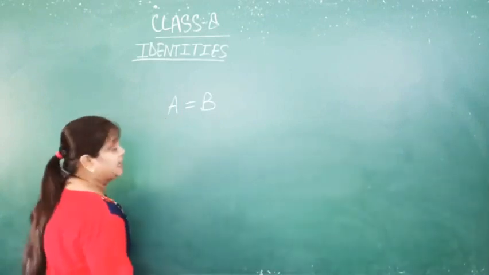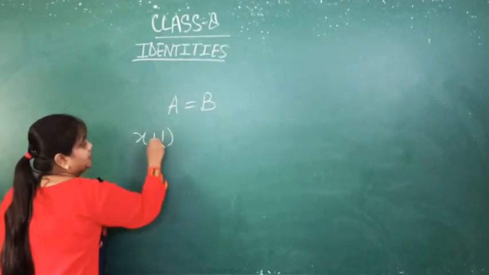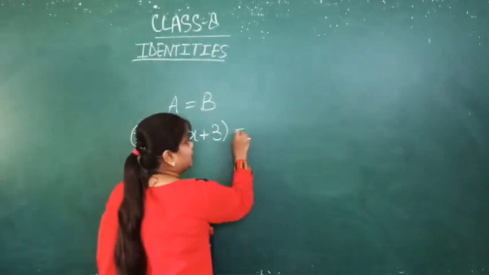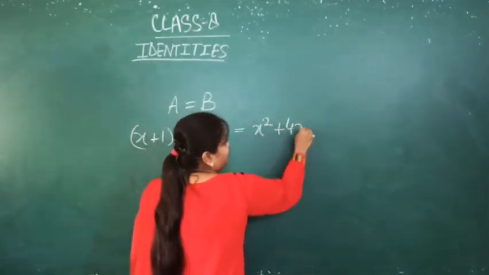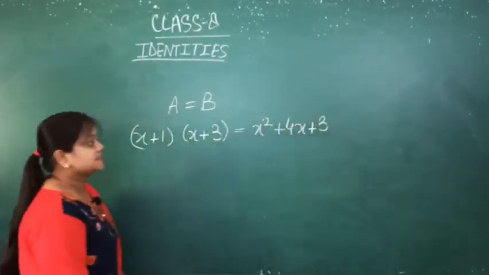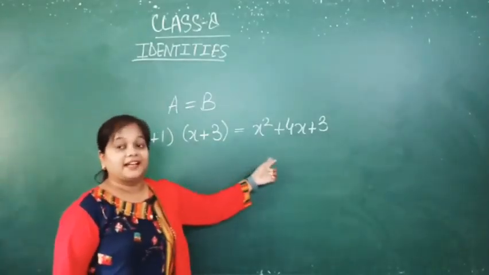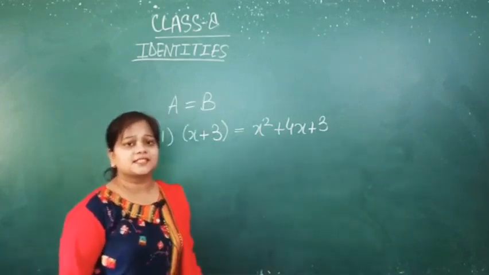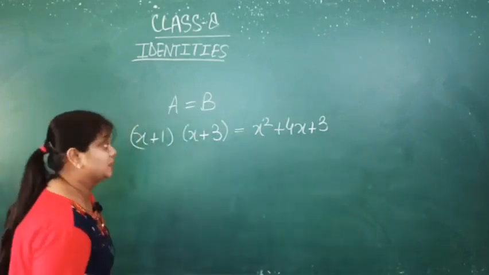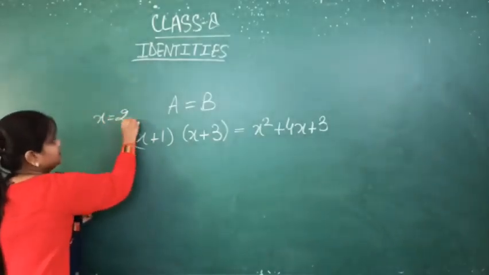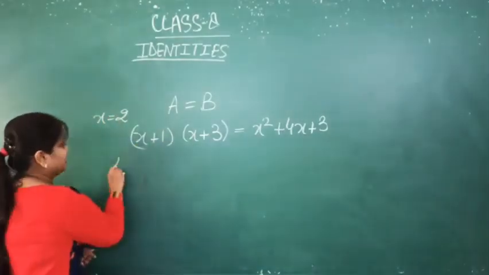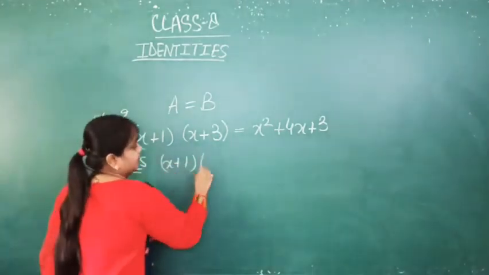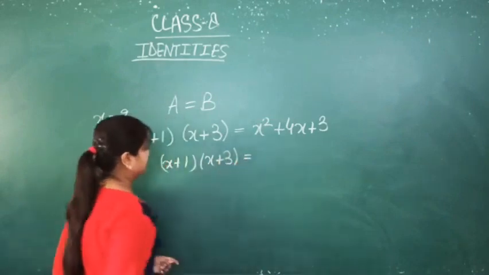For example, let us consider (x + 1)(x + 3) is equal to x square plus 4x plus 3. We have to prove that left hand side is equal to right hand side. For this, let us take the value of the variable x equals to 2. Now, left hand side is (x + 1) into (x + 3).